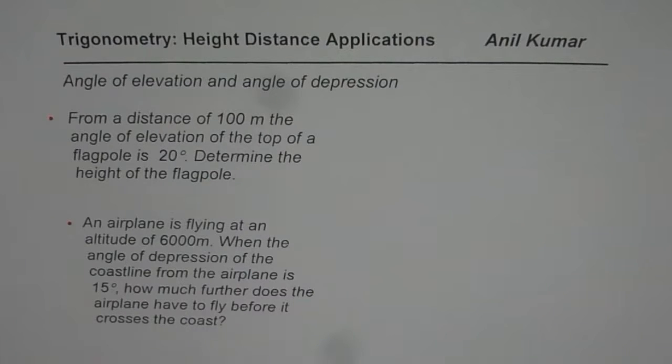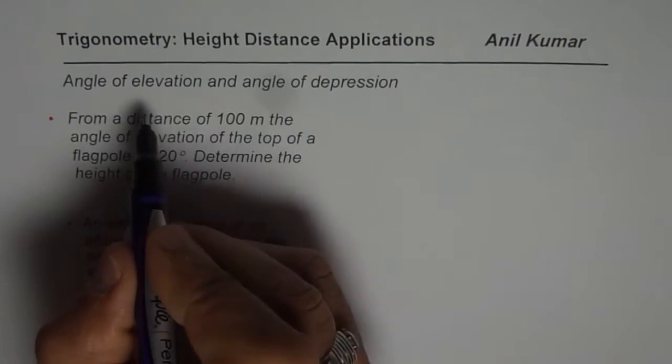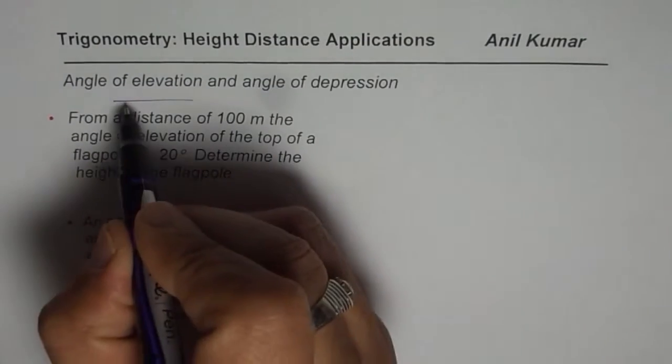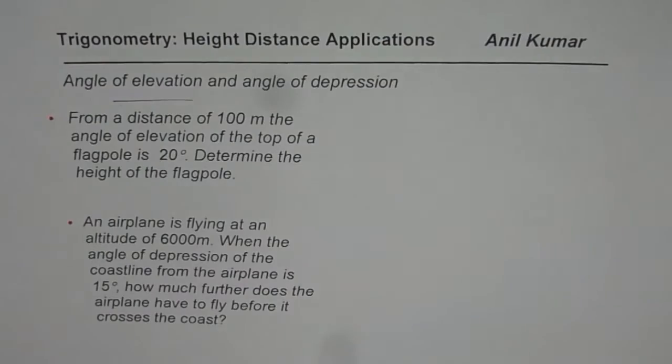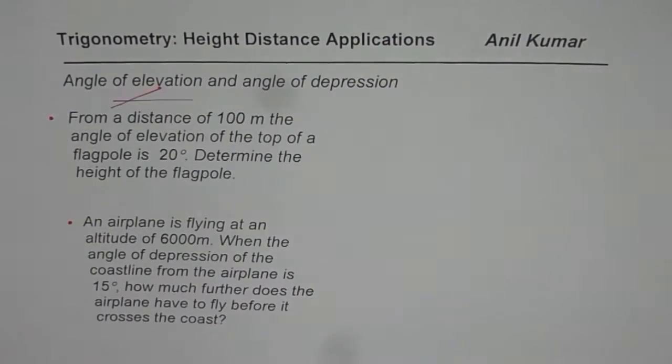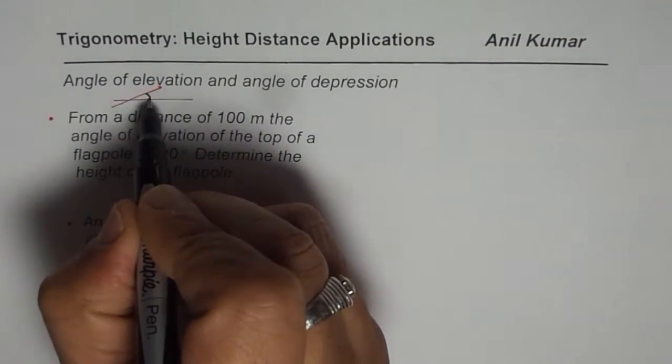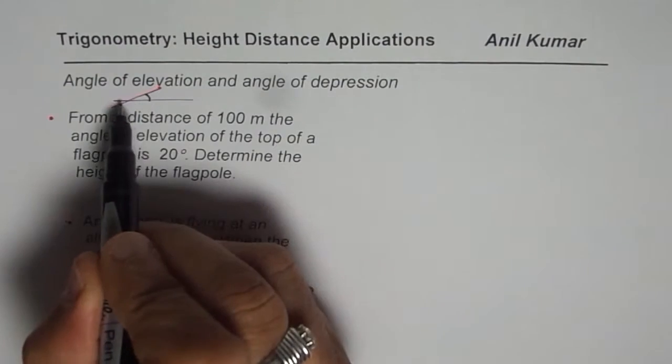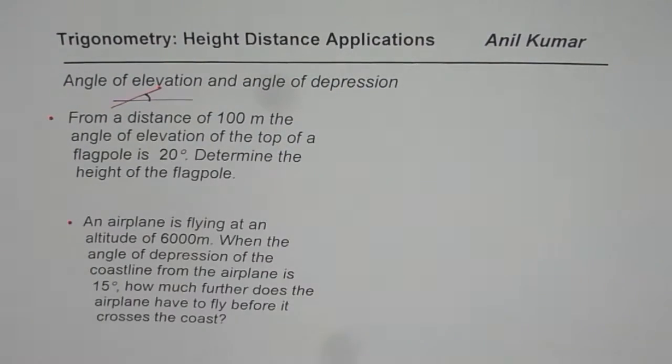Whenever we are talking about angle of elevation, it really means that you're looking at something in the upward direction. So elevation is looking upwards, correct? And the angle will always be the angle which is made with the horizontal. So it's between the line of sight and the horizontal, looking upwards.